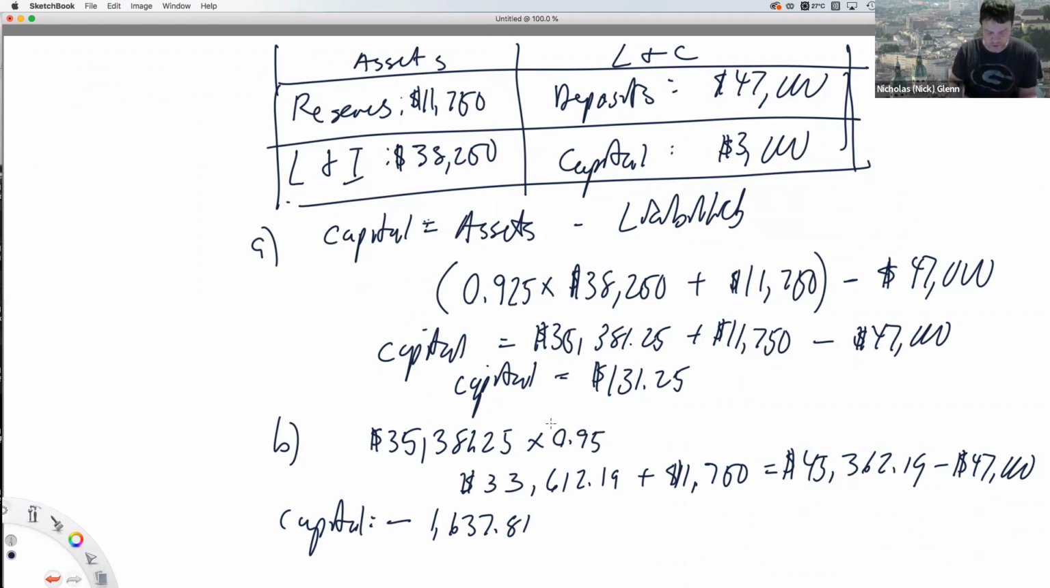I also want to know, if the central bank needs to bail it out, how much liquidity would it need to provide to cover its liabilities? Well, the central bank needs to inject $1,637.81 of liquidity into the bank.